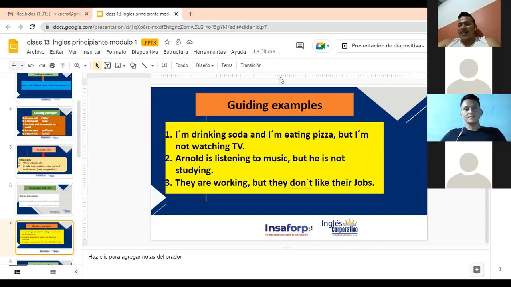¿Y la siguiente, Jason? Okay. I am watching TV. I'm riding a bike. But I am not walking. Walking. Caminar. Walking. Yes. Yo veo tele y voy en la bici, pero no camino. Muy bien. Es coherente, Jason.